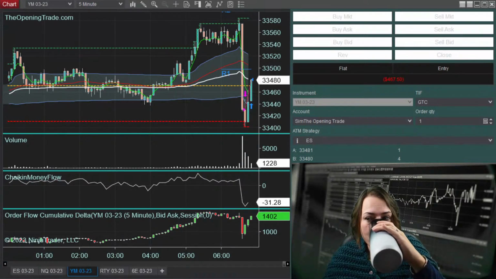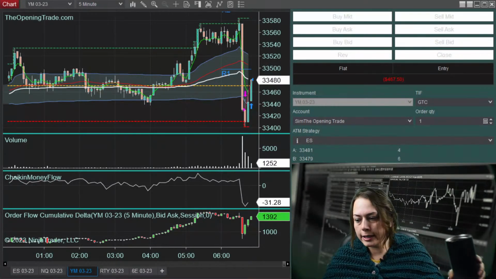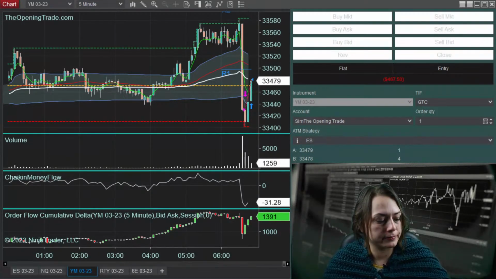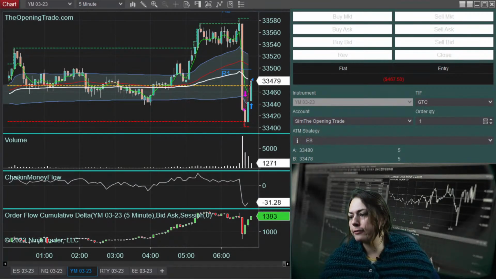Order filled. Again, our stop loss closed us out. So today was not a winner overall.